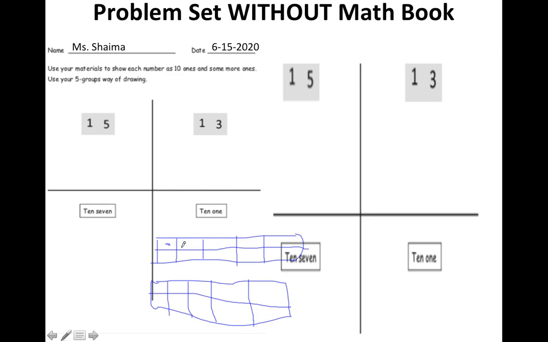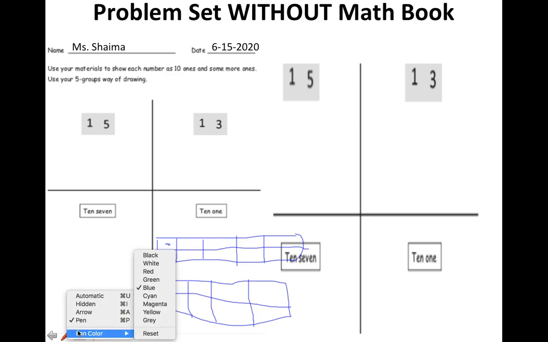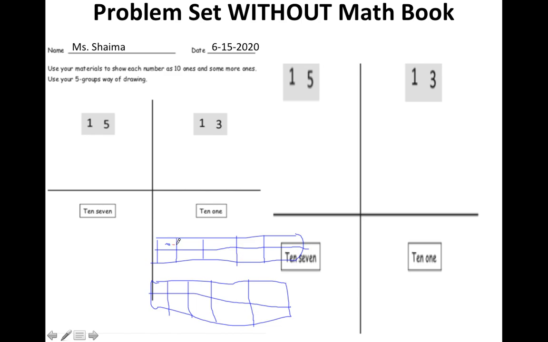Which means that I need to change the color of my pen again to show you the difference. I'm drawing 10 first, and then I'm doing one more. So I have 10 and 1, which is also the same as saying 11. So you don't have to write the number 11 next to it. If you do not know what the word says, please ask an adult, your parent or a guardian who can help you read the words, and you can answer it by yourself.